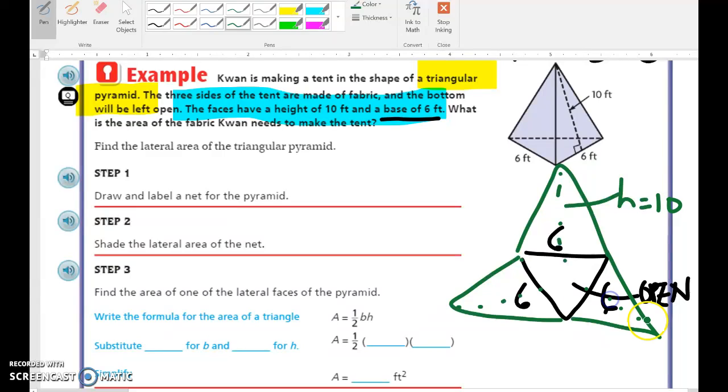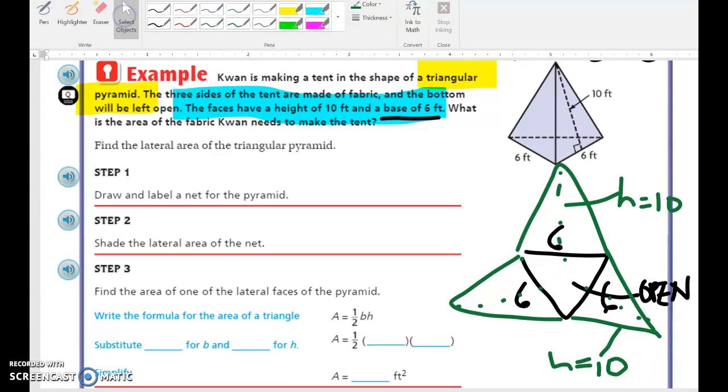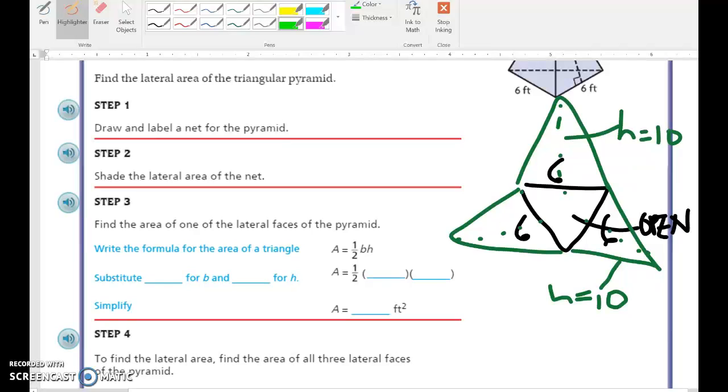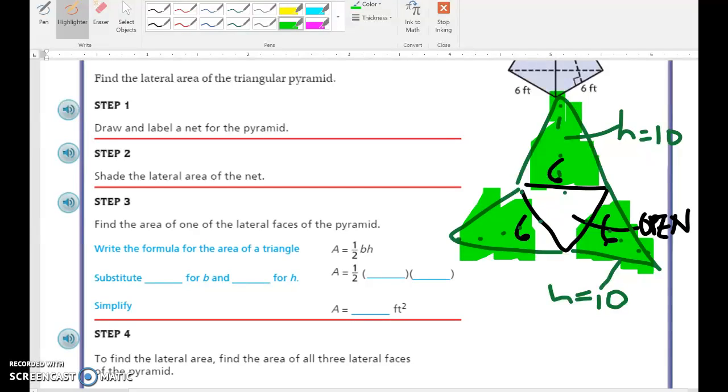Okay, so we know how to find the area of a triangle, right? Oh, they want us to shade it in, so we could color it in if we wanted. Just the part that we care about, because they said there's no fabric on the bottom of the tent. We just need the lateral area. So ask yourself in a math problem, what part do we care about? Sort of like composite figures. This looks just like a composite figure. So we have 3 congruent triangles.